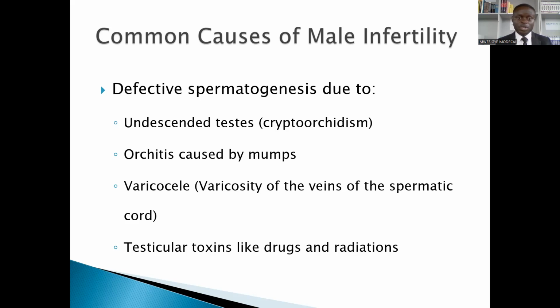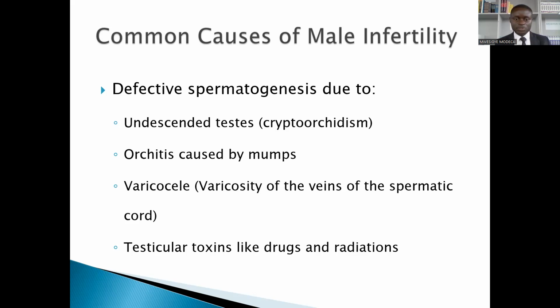Another cause we are looking at is orchitis, and this is common in people who suffer mumps. Orchitis is the inflammation of the testes, and once these testes are inflamed, they are going to fail to produce sufficient sperms, and once there is less of spermatozoa, then this person is not going to reach the normal level of sperms he's supposed to produce.